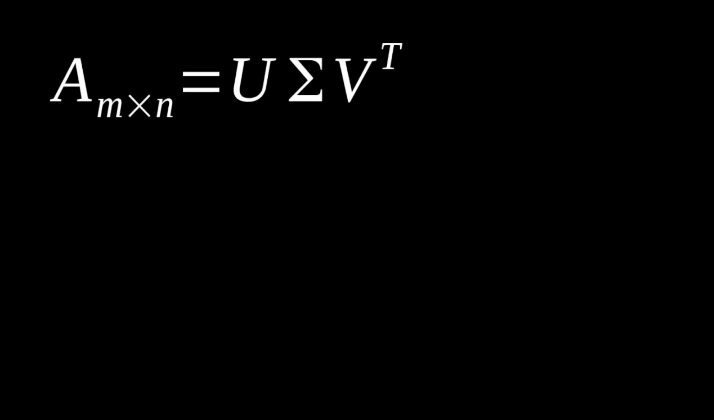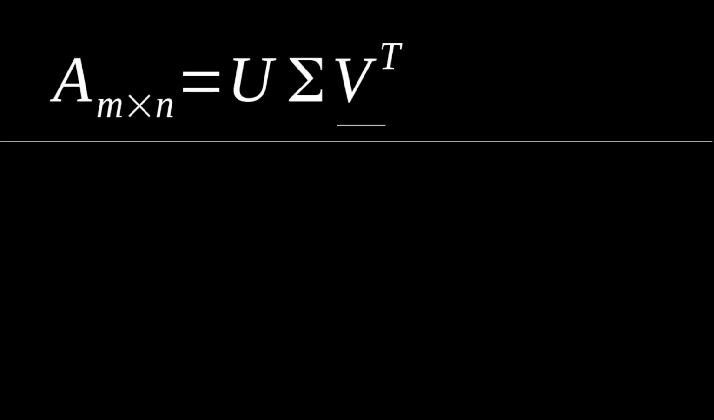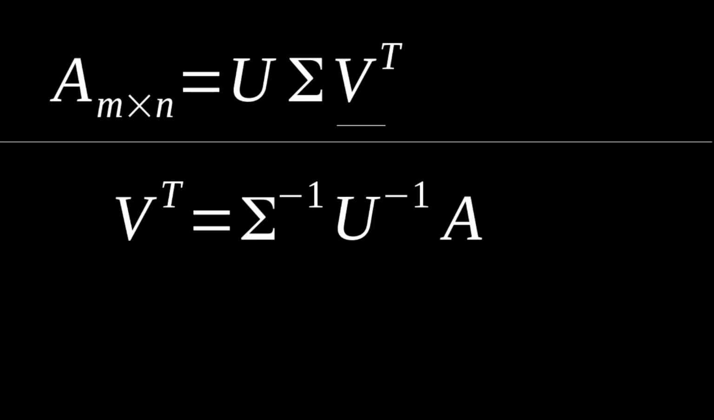So how do we compute this V transpose matrix? Well, we just do what we did before, and this time V transpose is just going to be sigma inverse U inverse, and that's easy for us to compute because the inverse of a diagonal matrix is very simple and straightforward for us to get. We just invert each individual value along the diagonal, and U inverse is just U transpose.